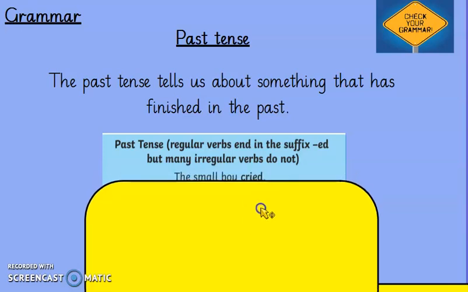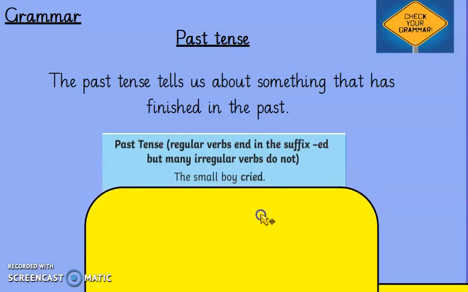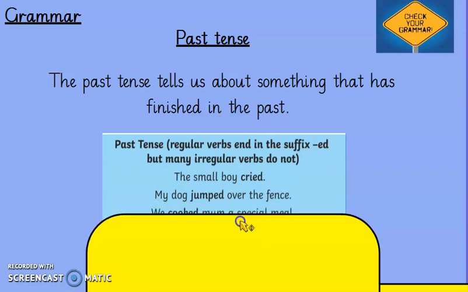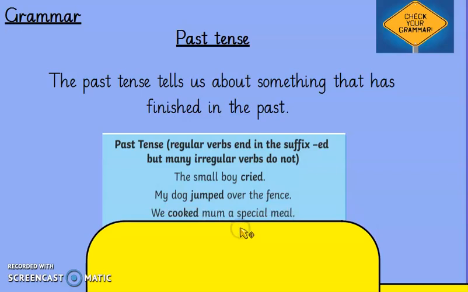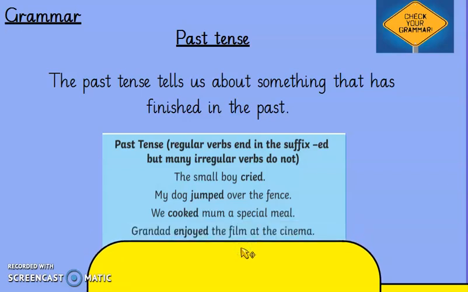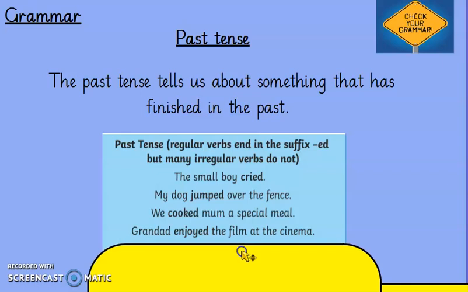So let's have a little read through and see if you can spot the verbs, the regular verbs. The small boy cried. So cried is the verb, it's the past tense. My dog jumped over the fence. So jumped is the past tense. We cooked Mum a special meal. That's right, cooked is the past tense in that sentence. Grandad enjoyed the film at the cinema. That's correct. Enjoyed is the past tense in this case.